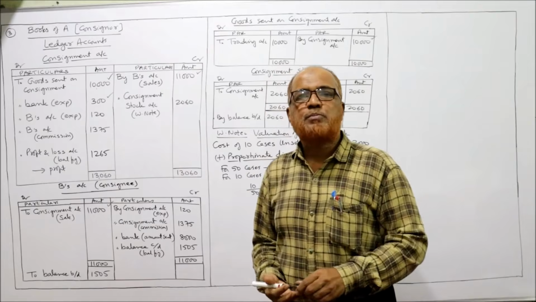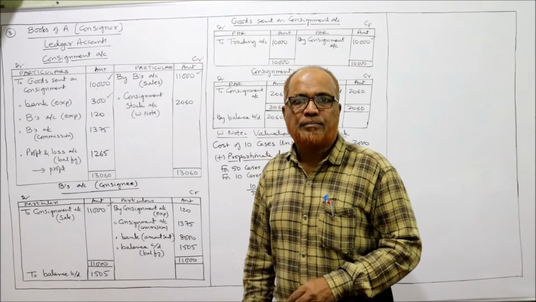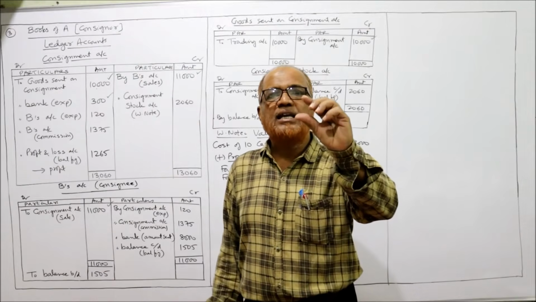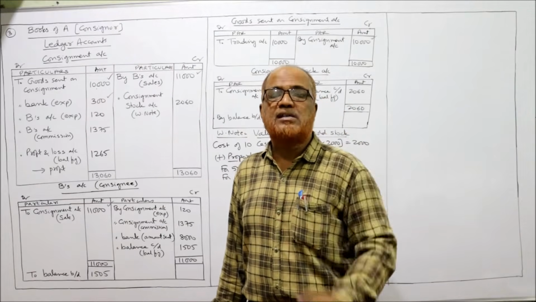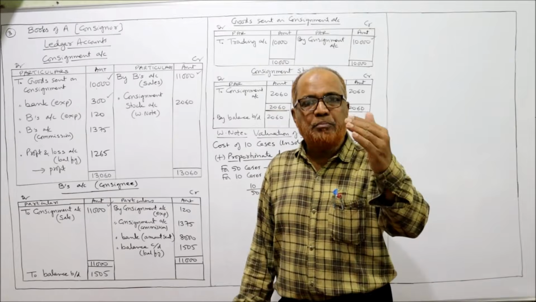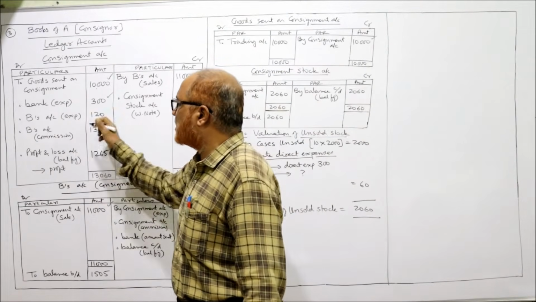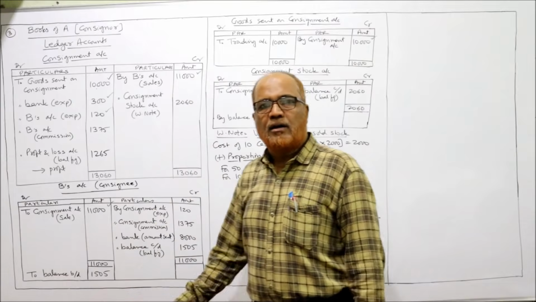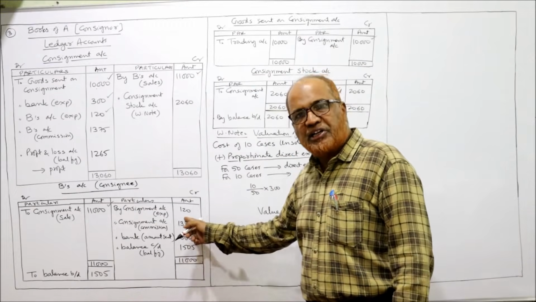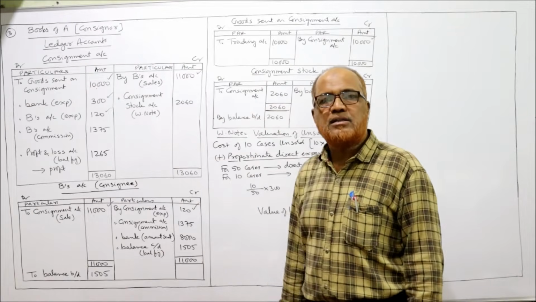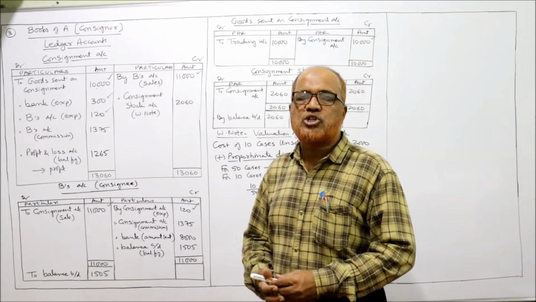Now expenses paid by consignee. B has paid the expenses. So entry is consignment account debit to B's account. So consignment account debited to B's account expenses 120. And B's account is credited by consignment expenses 120. That's it. Now next one is commission.